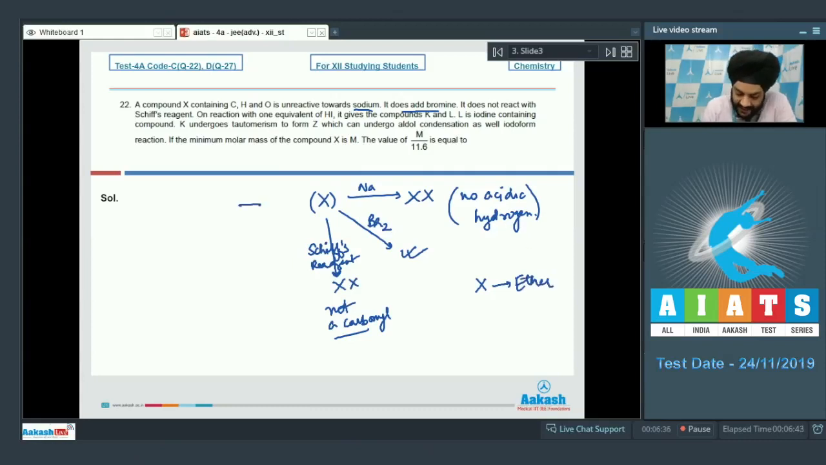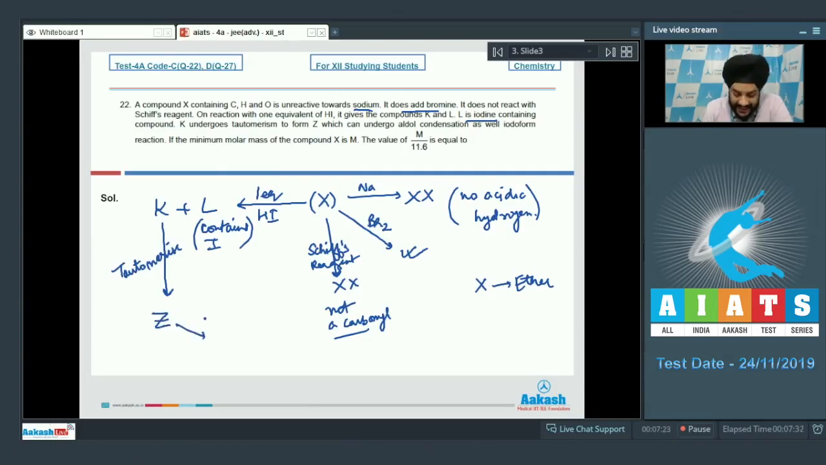So it is mentioned to us that X reacts with one equivalent of HI to form the compounds K and L. Okay. It is mentioned to us that the L is the iodine containing compound. So L contains iodine. It is further mentioned to us that K undergoes tautomerism to form Z. So K can tautomerize to give Z, and this Z can show aldol as well as the iodoform reaction.